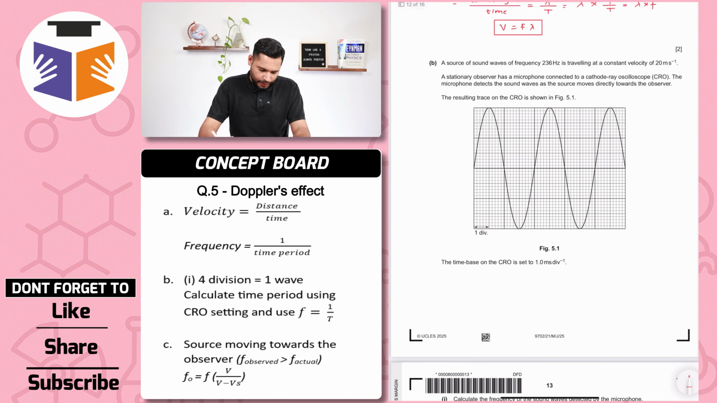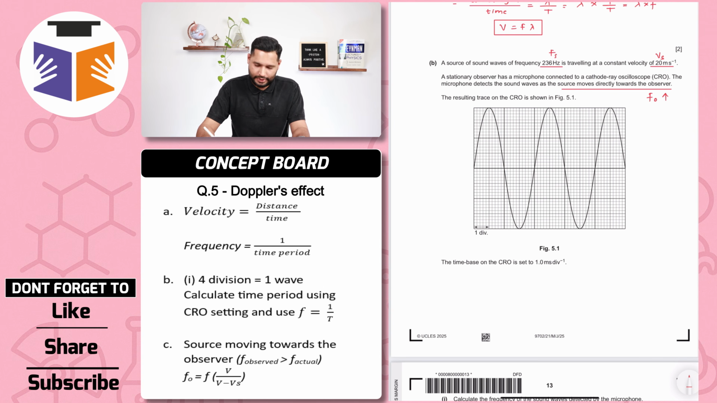Okay, question B. A source of sound waves of frequency 236 Hz is traveling at constant velocity of 20 meter per second. This is the velocity of the source. A stationary observer has a microphone connected to a cathode ray oscilloscope. The microphone detects the sound wave as the source moves directly towards the observer. The resulting trace on the CRO is shown in figure 5.1. Note that the source is moving towards the observer, so the observed frequency is going to be greater than the actual frequency. And this is the actual frequency of the source.